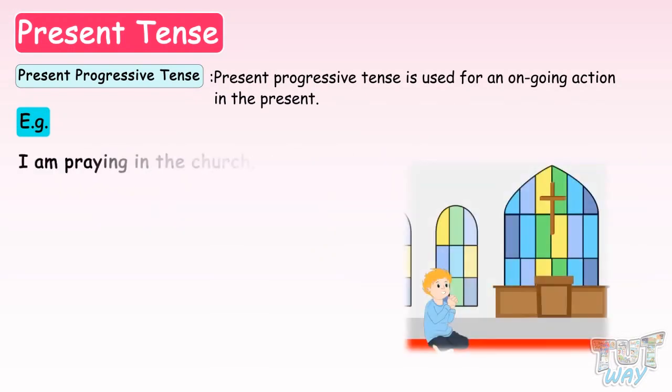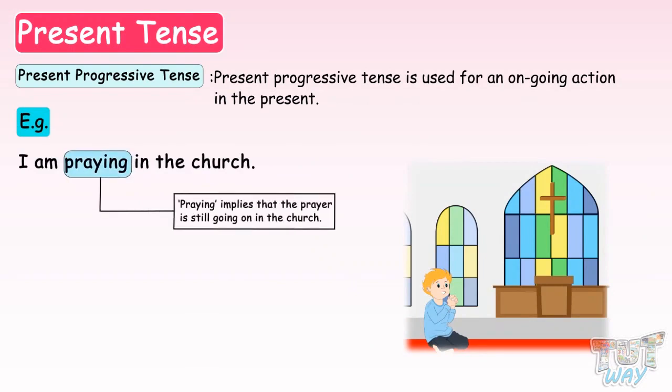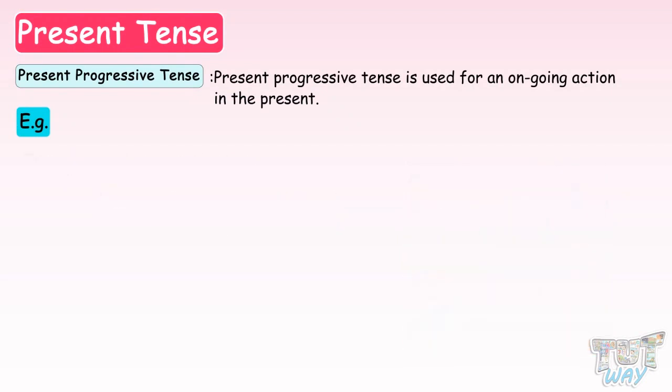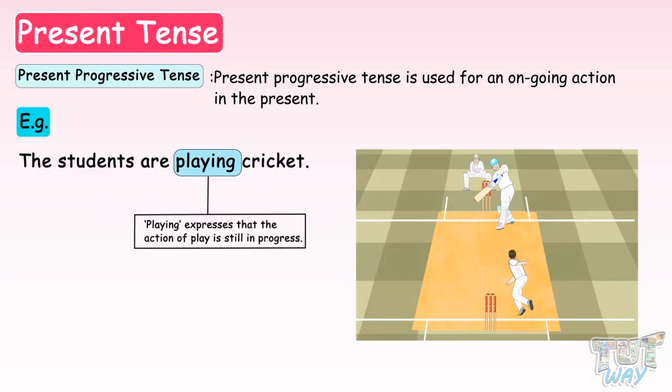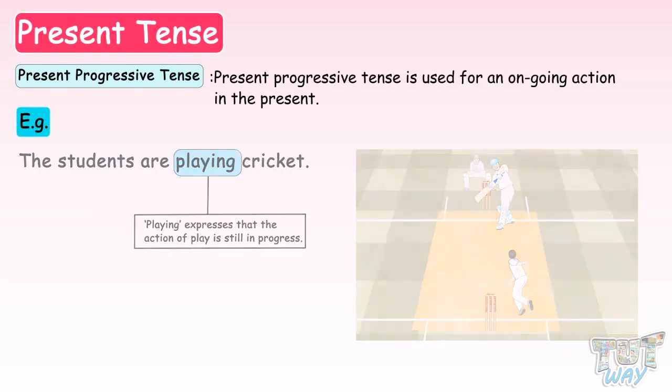I am praying in the church. Here, praying implies that the praying is still going on in the church. The students are playing cricket. Here, playing expresses that the action of play is still in progress.